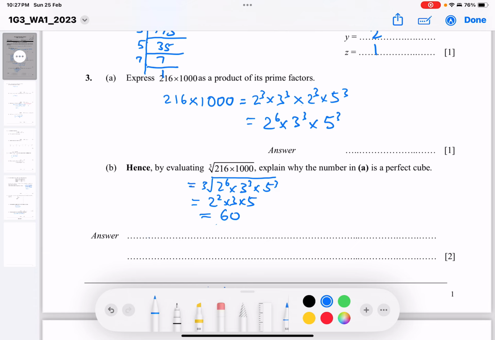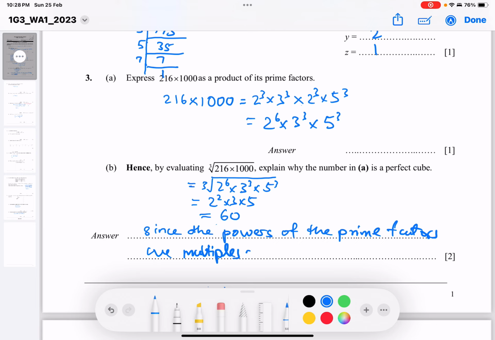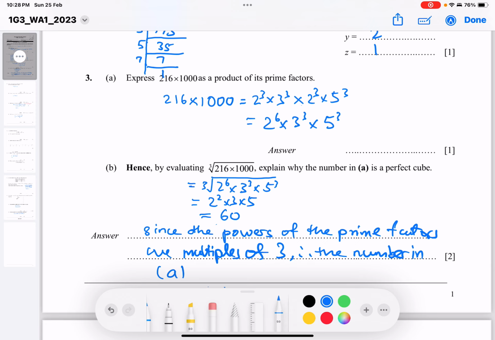Explain why the number in A is a perfect cube. Since the powers of the prime factors are multiples of 3, therefore the number in A is a perfect cube.